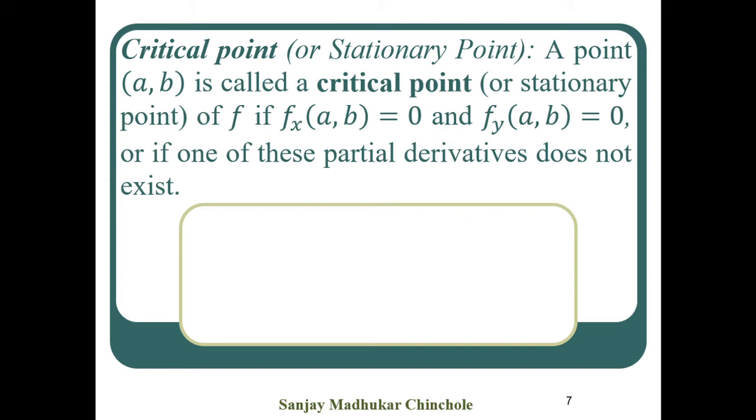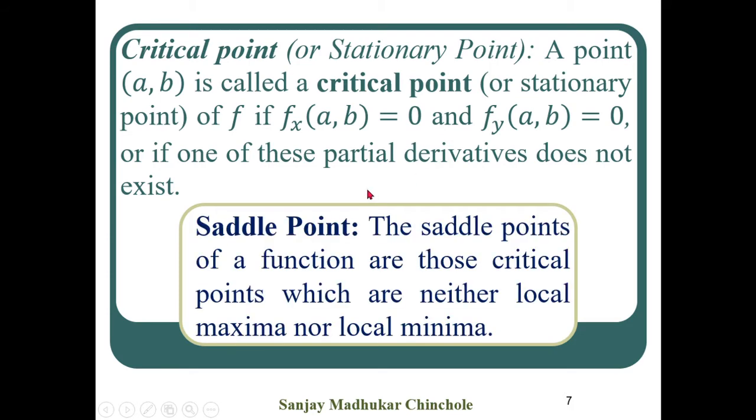That means a point (a, b) in the domain of a function f of two variables x and y is said to be a critical or stationary point if both partial derivatives of f with respect to x as well as with respect to y at the point (a, b) exist and are equal to 0, or one of these partial derivatives does not exist.